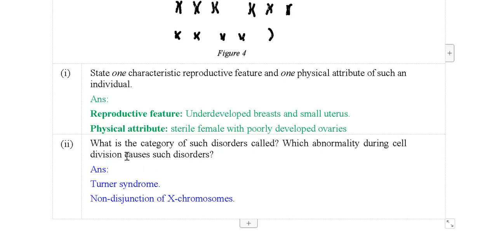Next, related to this diagram, they asked what is the category of such disorders called. It is called Turner syndrome, where one X chromosome is absent. We can say it is 2n-1, that means monosomy of the sex chromosome or X chromosome. Now, which abnormality during cell division causes such disorders? That means what is the reason behind this situation, why did it appear? It appeared due to non-disjunction of X chromosomes during meiosis.